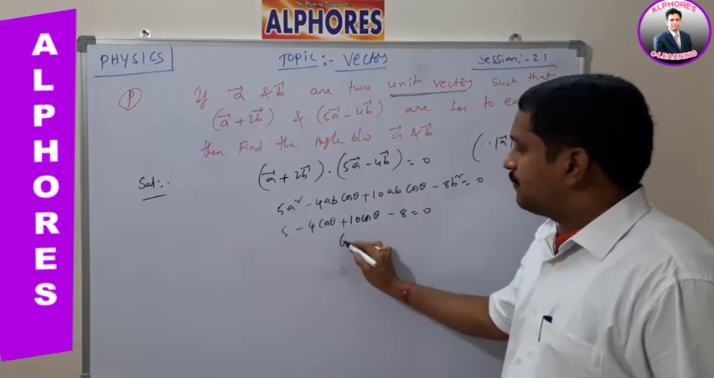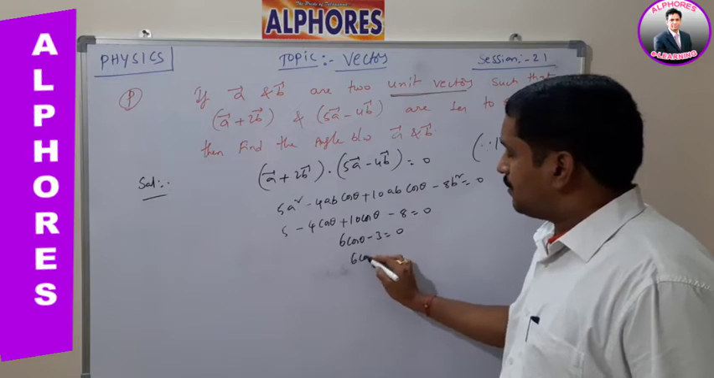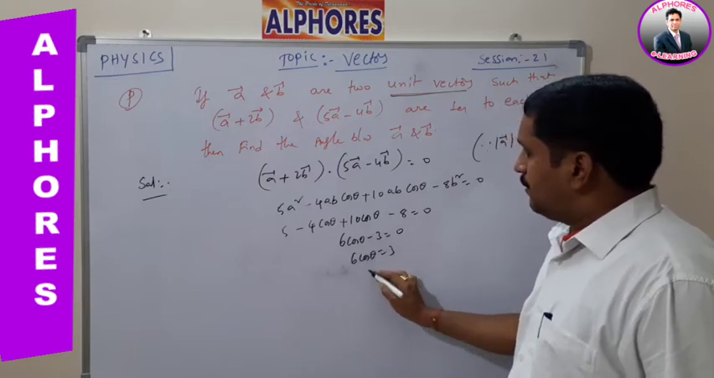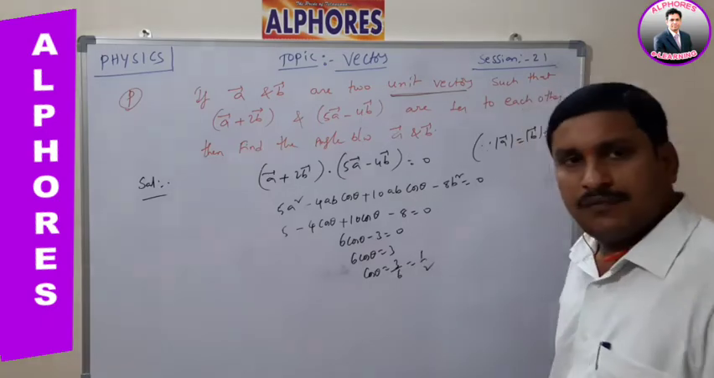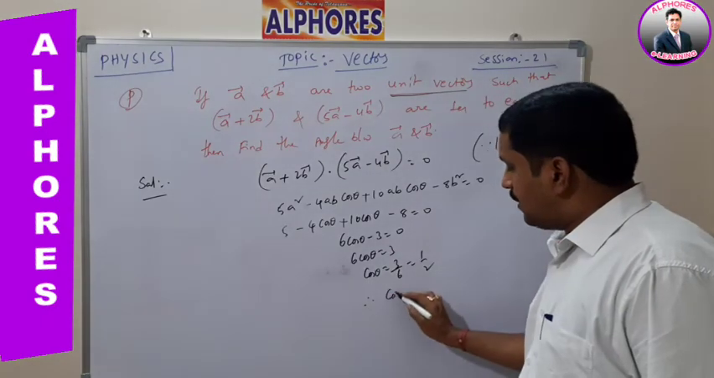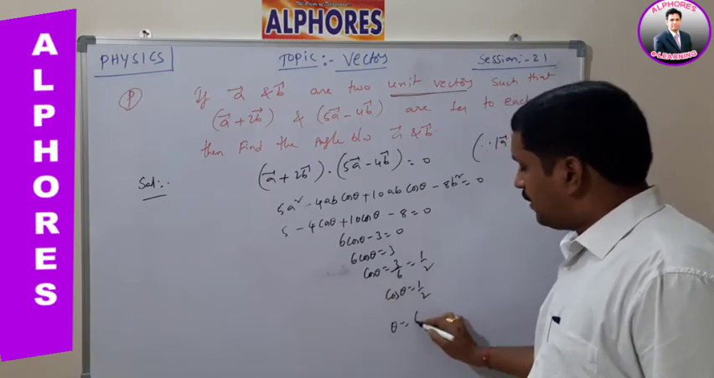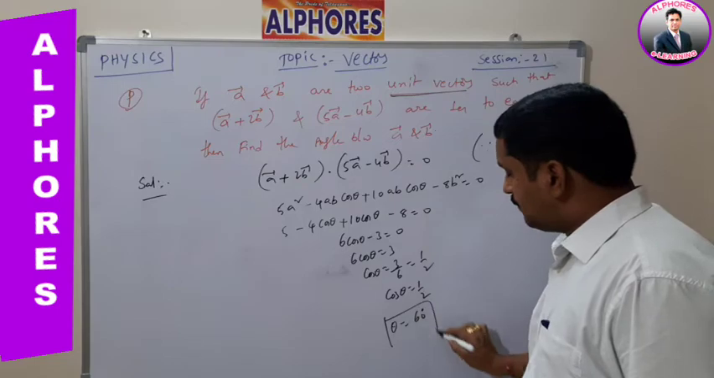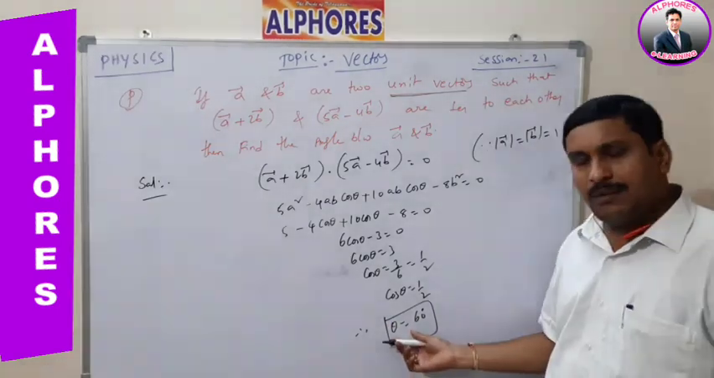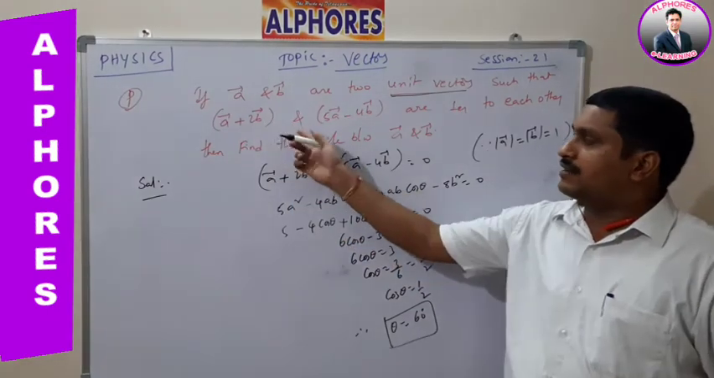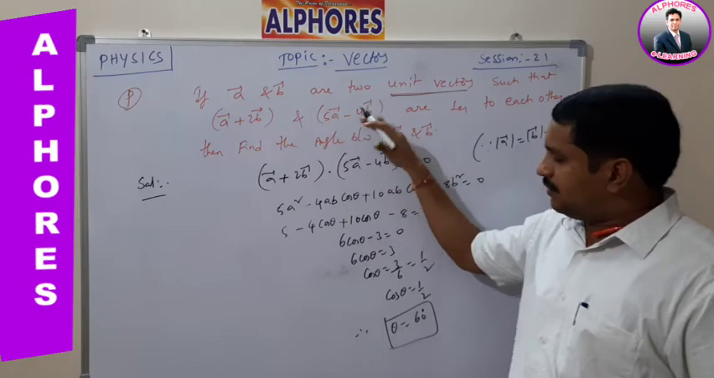That means 6 cos theta minus 3 is equal to 0, so 6 cos theta is equal to 3. That means cos theta is equal to 3 by 6, nothing but 1 by 2. Cos theta equal to 1 by 2 means theta is equal to 60 degrees. So this is the method to find the angle between the two vectors A bar and B bar by taking the dot product of the given vectors, A bar plus 2B bar and 5A bar minus 4B bar.